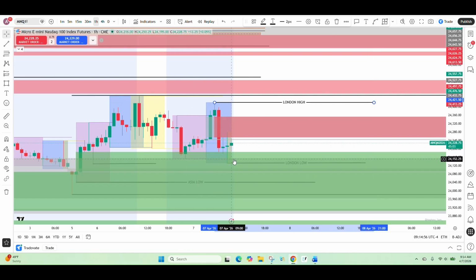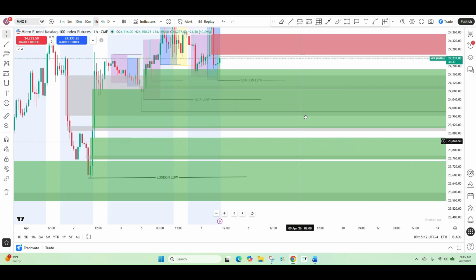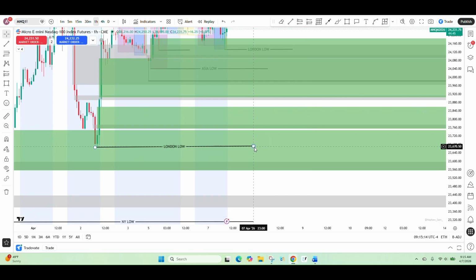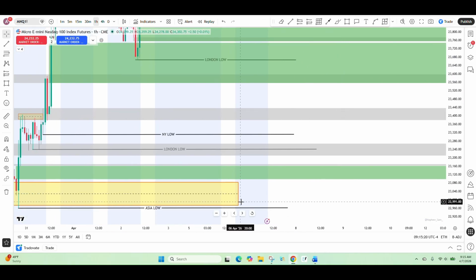Asia low is already taken out by the London low, so that doesn't need to be marked out. Same thing with the high, it's already taken out by the London high. New York high from yesterday is still intact. And I don't see any other previously marked levels that were disrespected, so I don't think I have to remove anything here on this 4-hour time frame, just making these levels a little straighter. I don't know why they always come out so crooked.